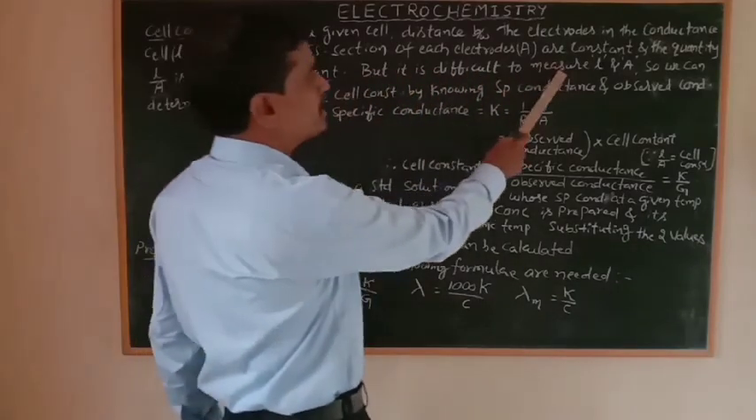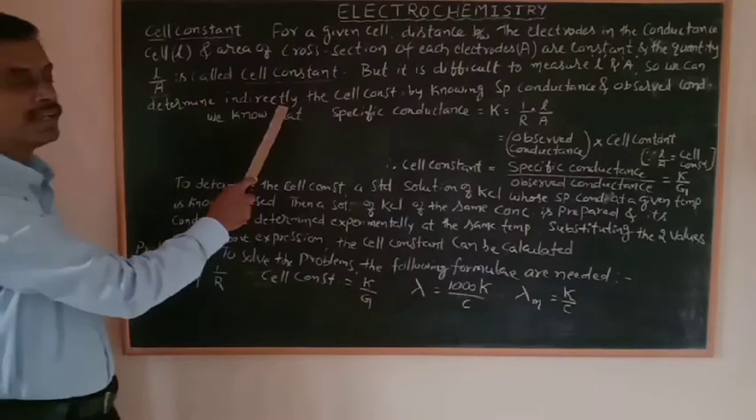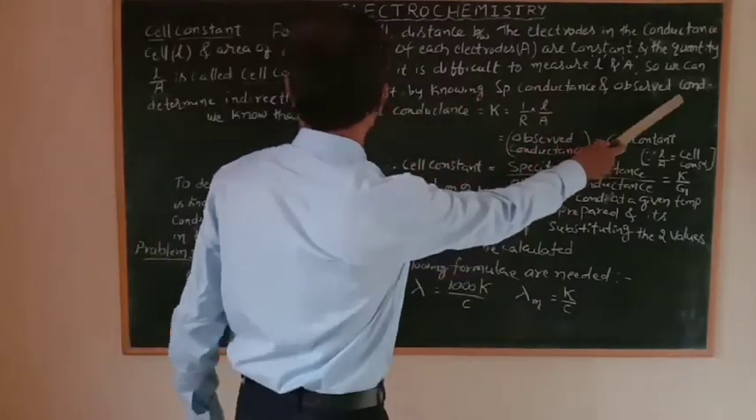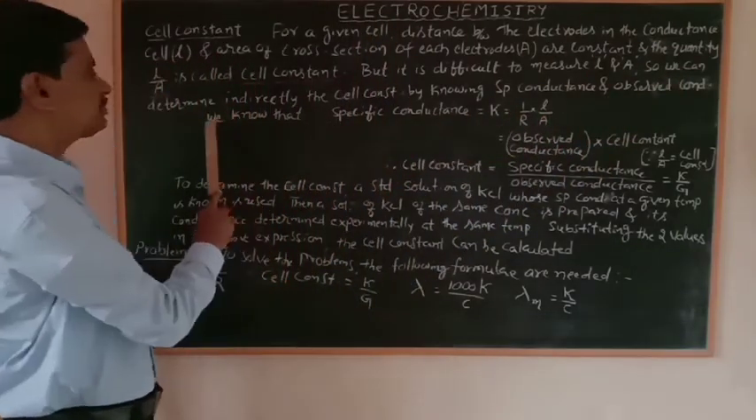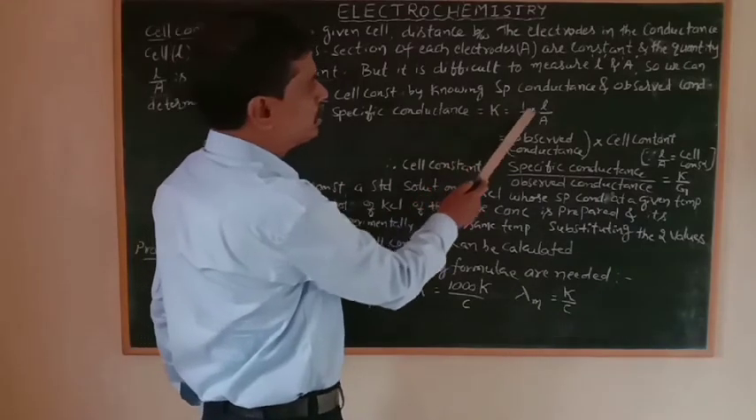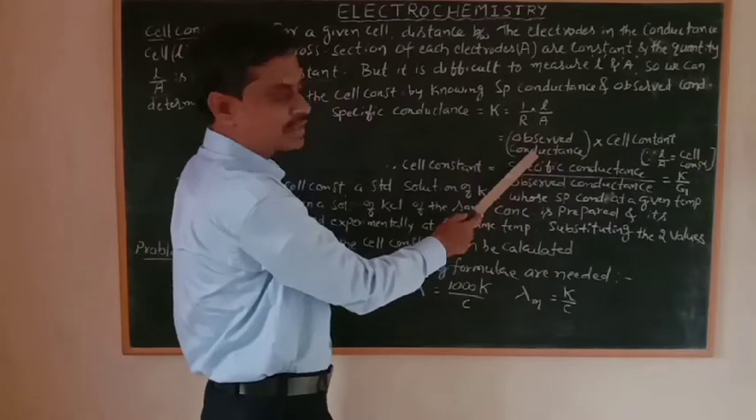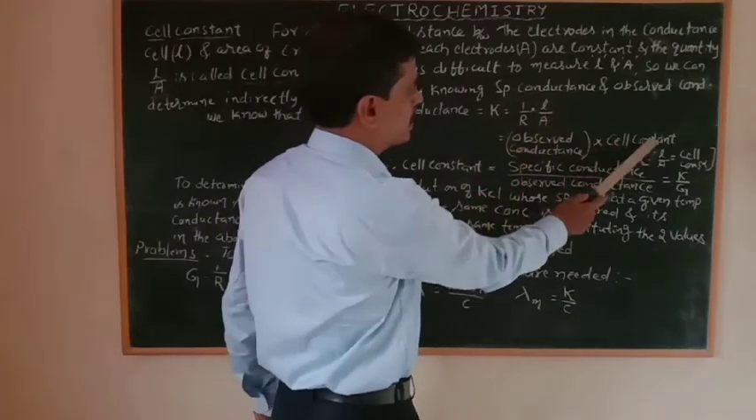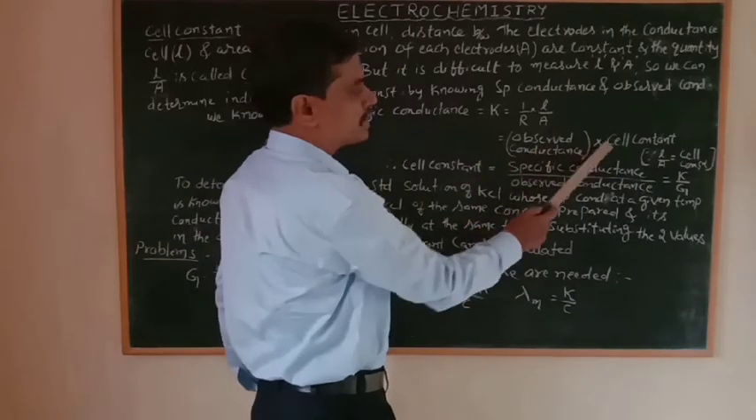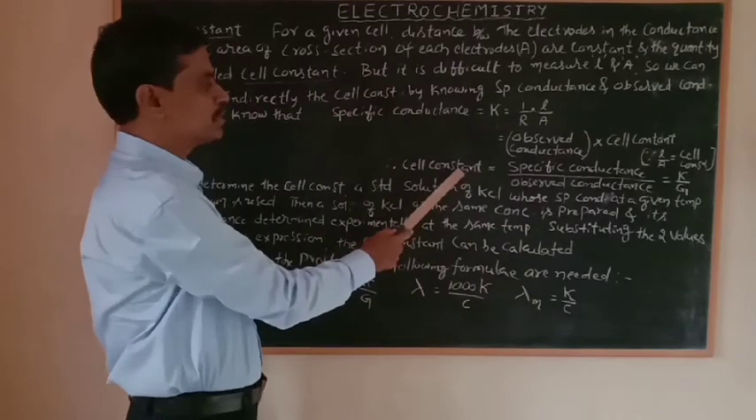But it is difficult to measure this L and A, so we can determine the cell constant indirectly by knowing specific conductance and observed conductance. We know that specific conductance kappa is equal to 1 by R into L by A. This 1 by R is taken as observed conductance and this L by A is taken as cell constant. So specific conductance is equal to observed conductance into cell constant. Then we can calculate the cell constant by using this.